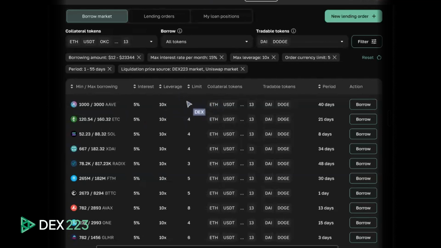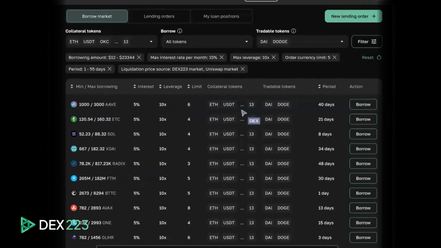Here is the currency limit. This is the limit of the amount of tokens that your position will be able to hold at the same time. So after you will borrow these tokens from this position, from this order, you will be able to buy another 5 tokens. Actually, the first one is borrowed, and another 5 will be available.